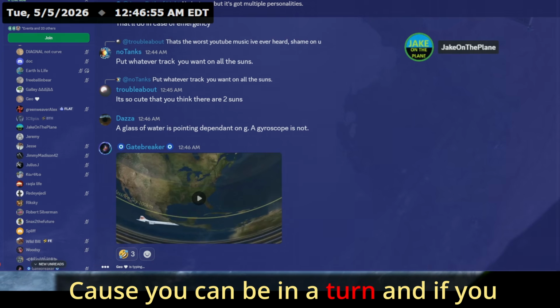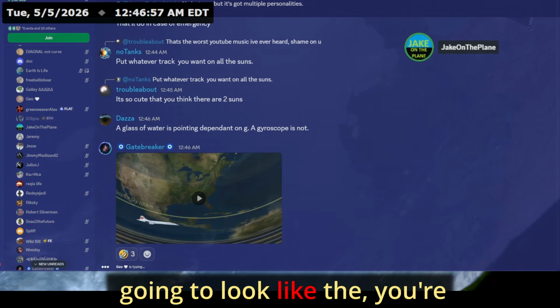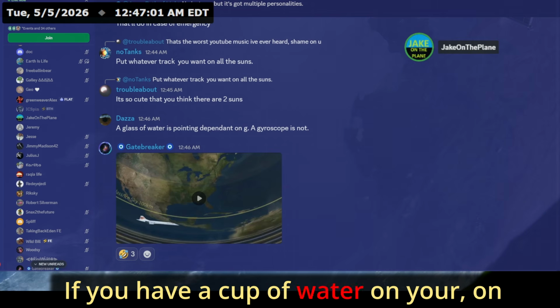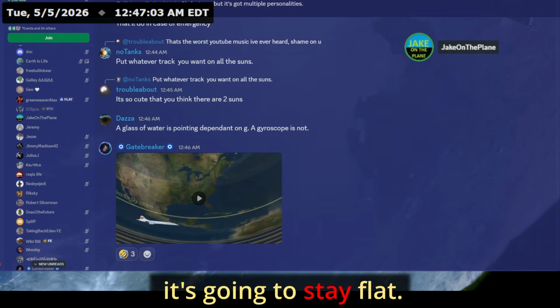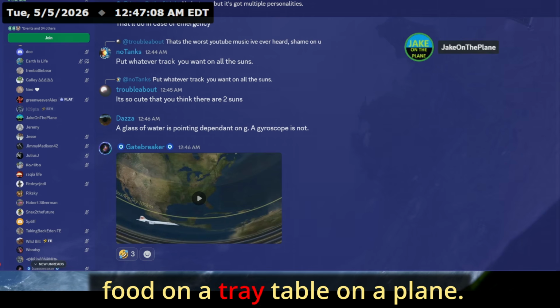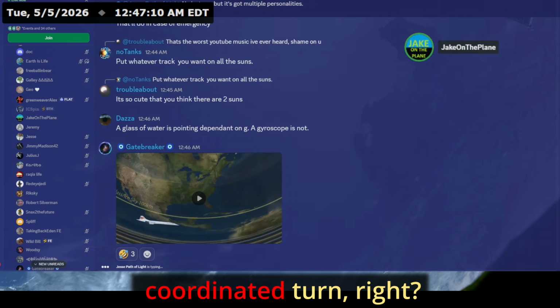Because you can be in a turn, and if you coordinate that turn, it's going to feel like the gravity hasn't changed. If you have a cup of water on your dash, it's going to stay flat even if you're in a steep turn. We've all seen that with food on a tray table on a plane that's doing a steep coordinated turn, right?